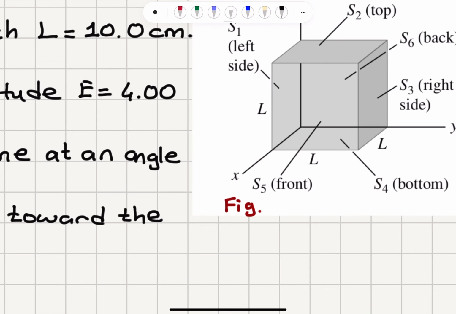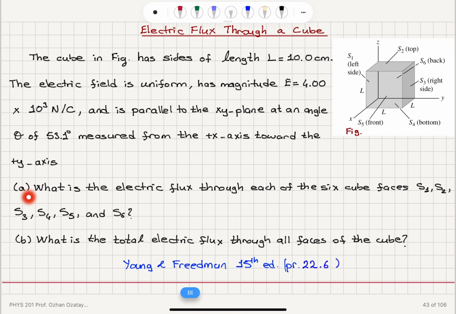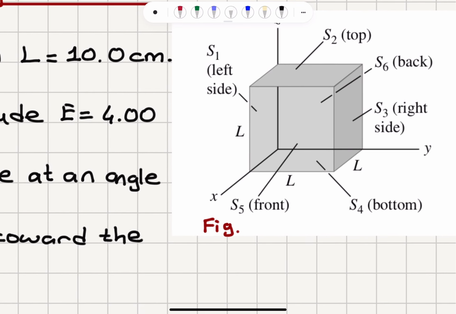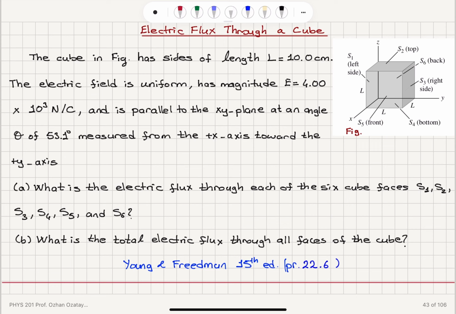So it's going to be measured with respect to the positive x-axis pointing towards the positive y-axis. So that's about the direction of the electric field. Part A, what is the electric flux through each of the 6 cube faces? S1, the left side, S2, top, S3, right side, S4, the bottom, S5, the front, and S6, the back face. And part B, what is the total electric flux through all faces of the cube?